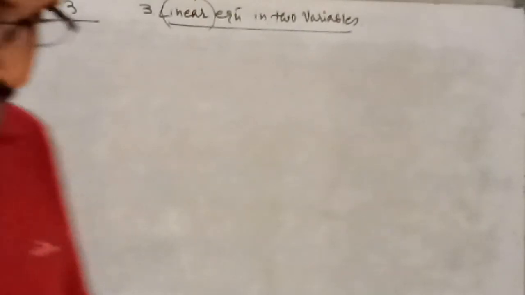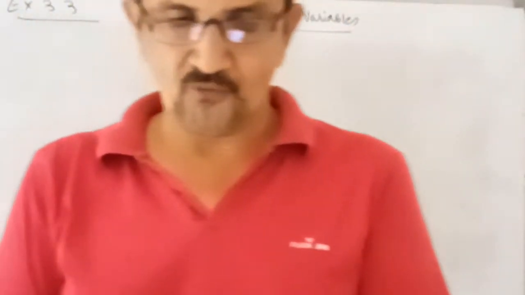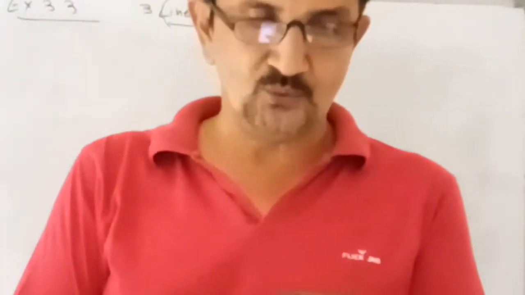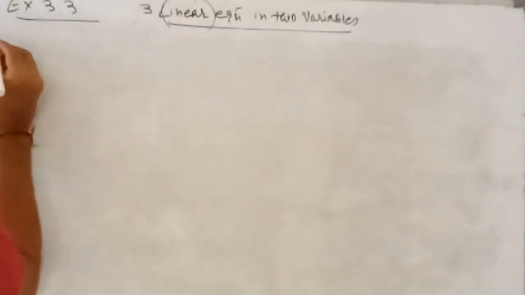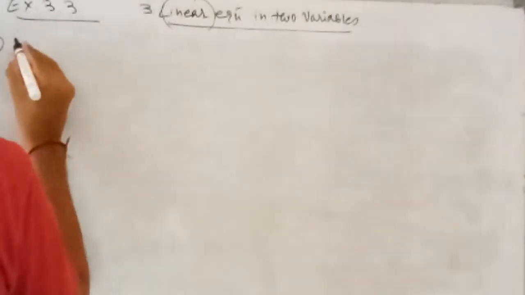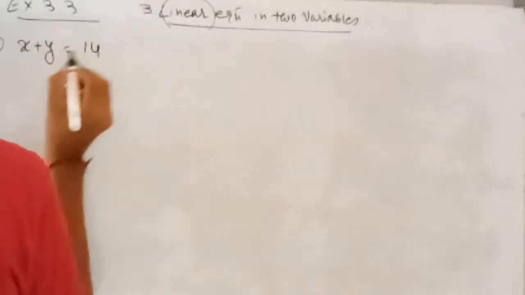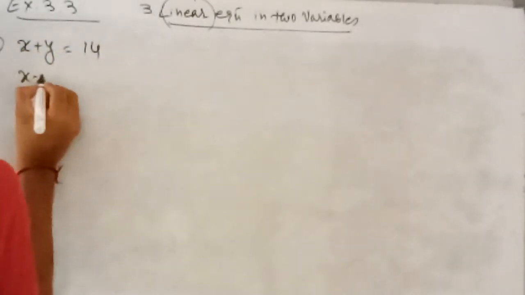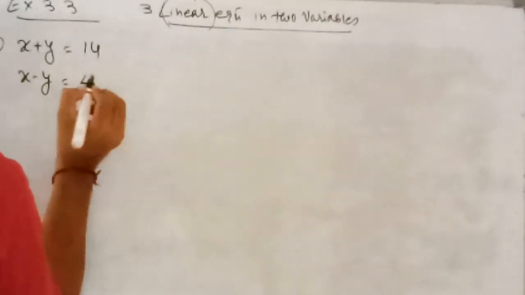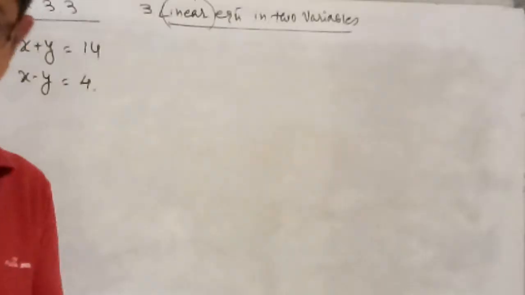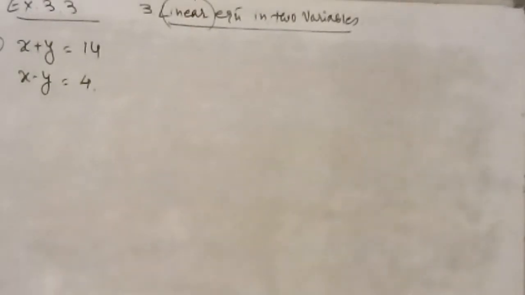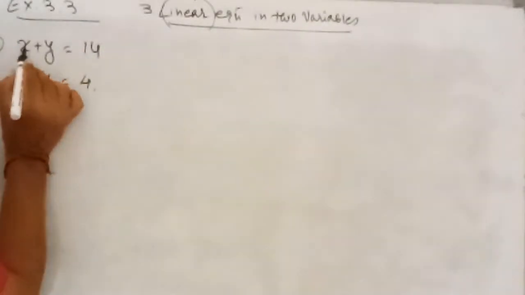First question, solve the following pair of linear equations by the substitution method. In this, the first one is given x plus y is equal to 14, and second x minus y is equal to 4. So these are the two equations given.